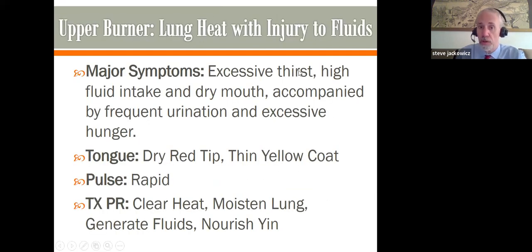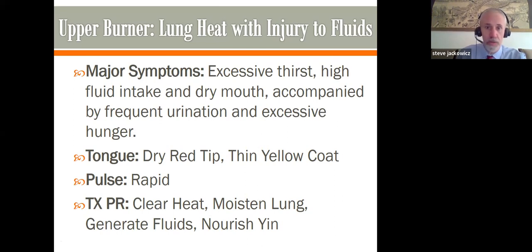So, of course, excessive thirst, right? A high fluid intake. You drink a lot, but you have a dry mouth. Okay. Eventually, accompanied by frequent urination and excessive hunger, eventually the lower and middle will start showing problems too. Simple. Tongue's dry, red tip, thin yellow coat on the tongue. All signs of heat, dry and sure. Pulse is rapid. We've got to clear the heat, moisten the lung, generate the fluids, nourish yin. That's the standard treatment principle, but that doesn't fix the problem and get rid of it. That remediates the problem. So nourishing the yin remediates the problem, but we're going to talk about what comes out of the more cutting edge way that we fix the problem. So we're going to do that in just a second.